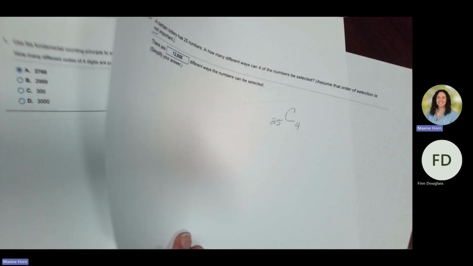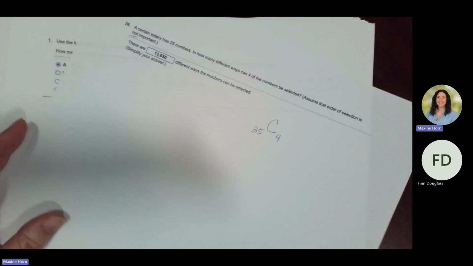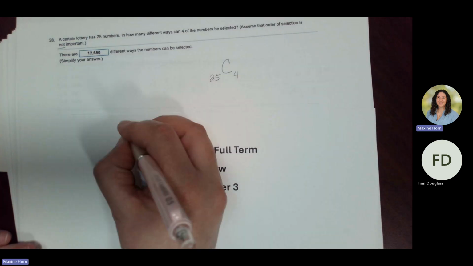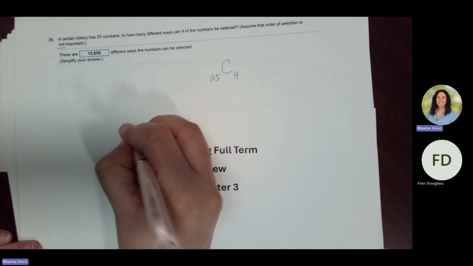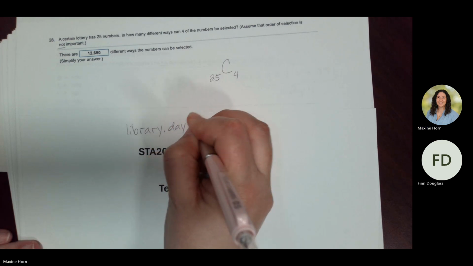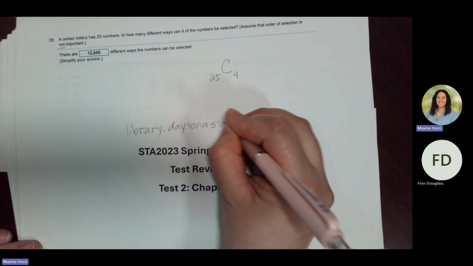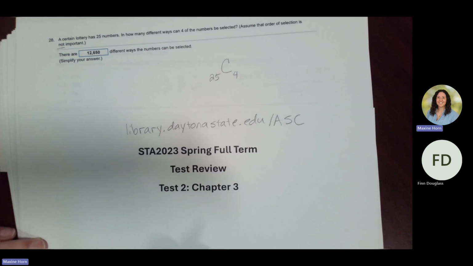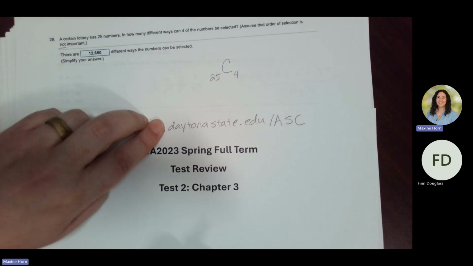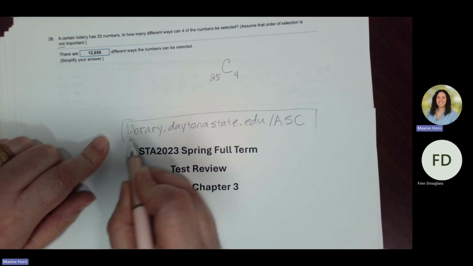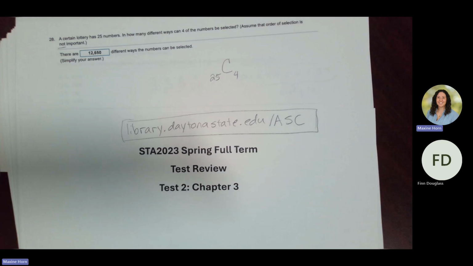And yeah, so now we are back at the beginning. Okay, so I want to give you guys the ASC's homepage, which is library.daytonastate.edu/ASC. It used to be just daytonastate.edu/ASC, but now you have to type in the library because we're all part of the same department, the library, the writing center, and the academic support center. So the library hosts our website.